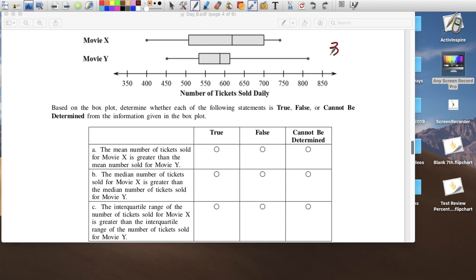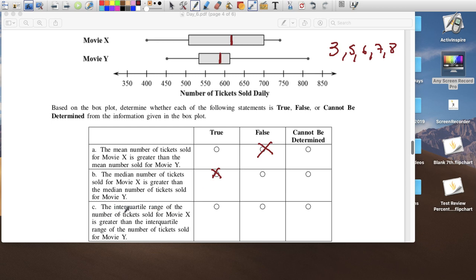Remember what the mean is. Mean would be if you had a bunch of numbers like this, and you can add. It means your average, right? So you have to add all of them and then divide. So I can't do the mean on the box plot. So this one is false. The median number of tickets for movie X is greater than the median number of tickets sold for movie Y. That's true because this is the median for X, which is higher than the median for Y. So that one is true.